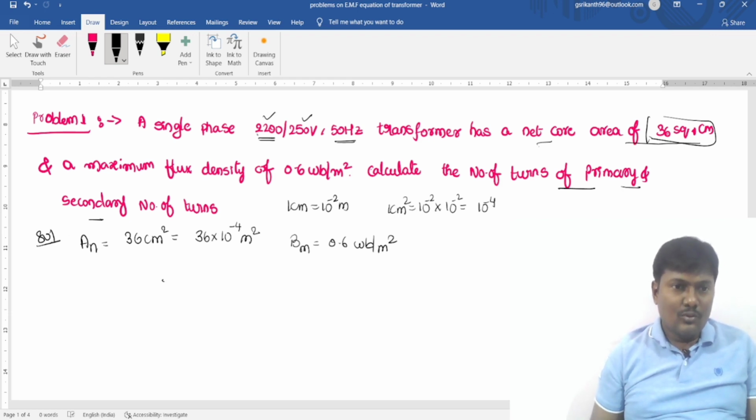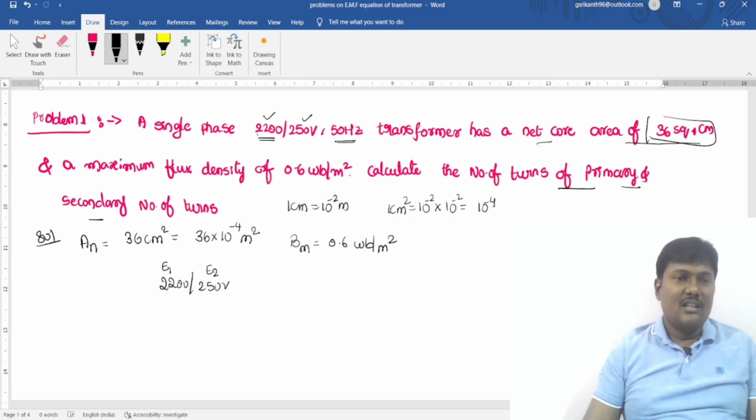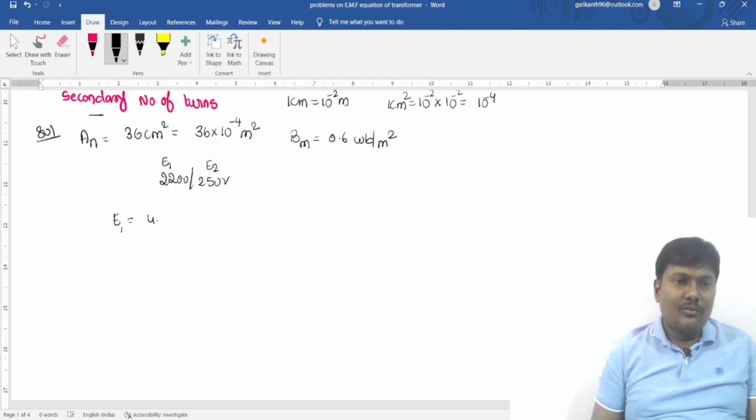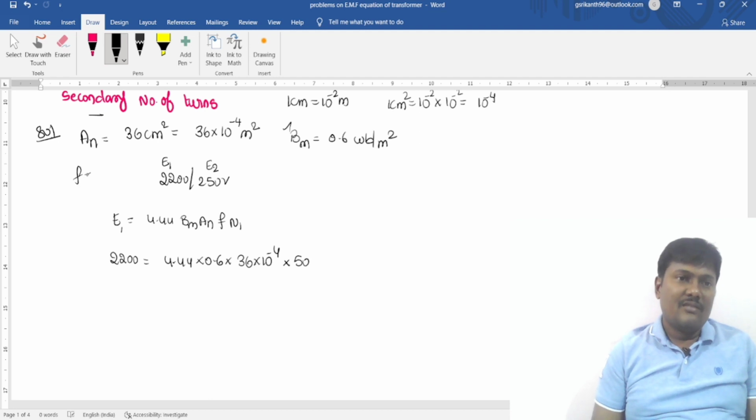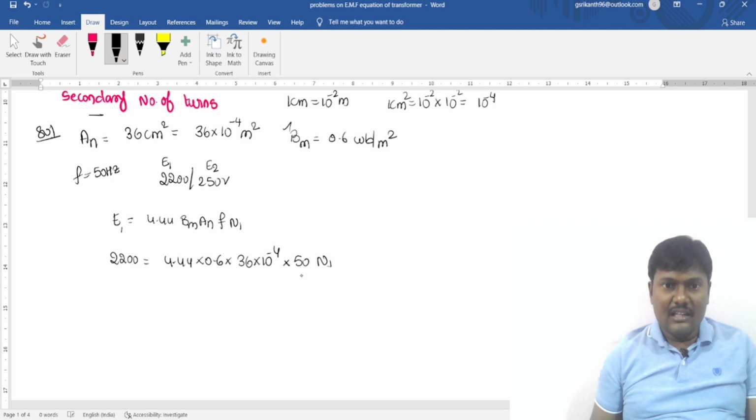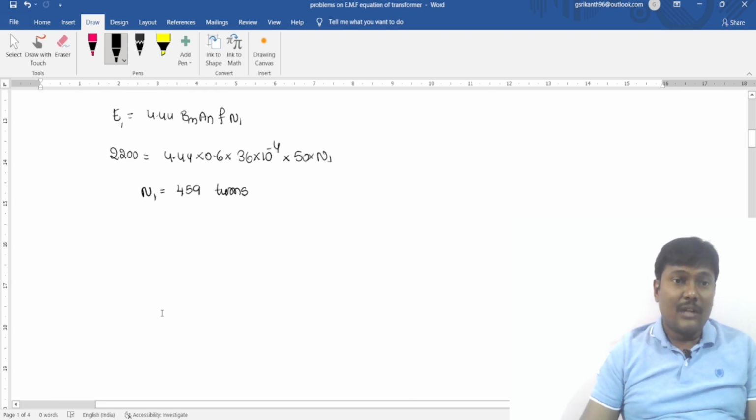See, the given data is 2200 divided by 250 volts. This is called the primary induced EMF, and this one is the secondary induced EMF. So use the formula: E1 is equal to 4.44 into Bmax into An into f into N1. What is E1 now? 2200. That should be equal to 4.44. The maximum value of flux density is 0.6. The net cross sectional area is 36 into 10 to the power of minus 4. The frequency value is 50 Hz. And we have to calculate N1. So from this, I got N1 is equal to 459 turns. The number of turns on the primary side is 459.